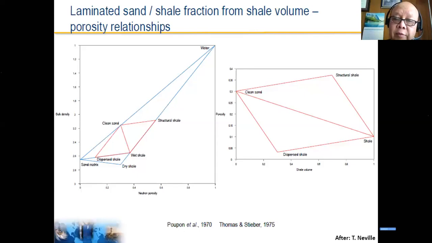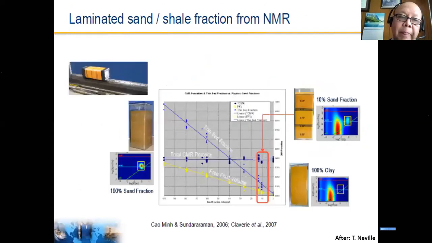And from there, if they are structural shale or laminated shales, what is the portion of the shale laminae and what is the portion of the sand? So we get VLAM from these plots, and we can get the V sand from this one, and we can compute sand porosity and sand resistivity.